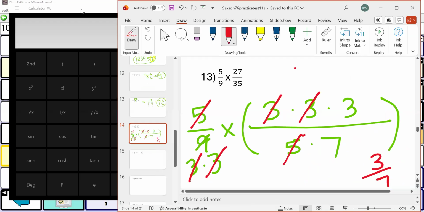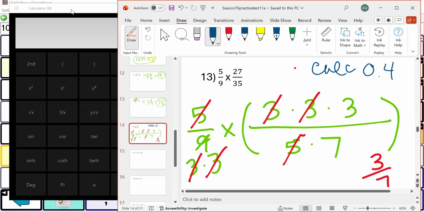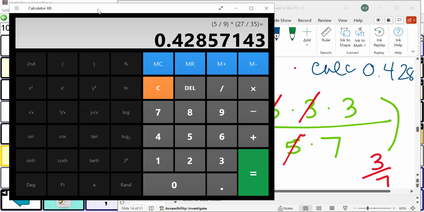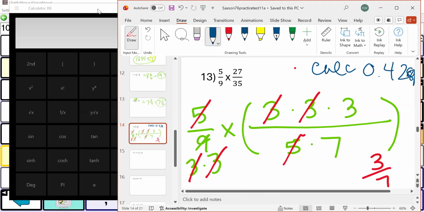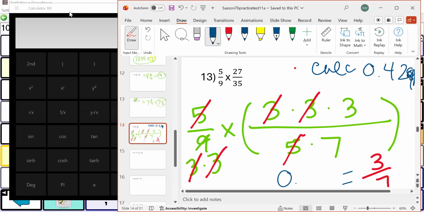Okay, so let me write here. Our calculator says 0.428. I'll just make that 429. We'll just round it there to the thousandths place. 0.429. And what is 3 divided by 7? 3 divided by 7. Look at that, same number. 0.429 if we round it. So yes, that's the same answer, 3/7.